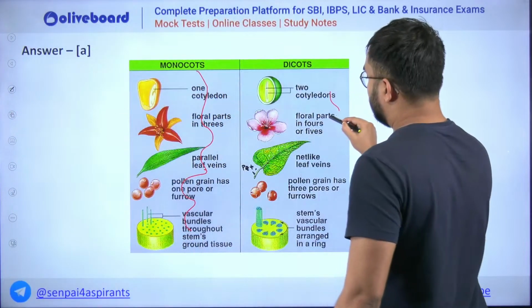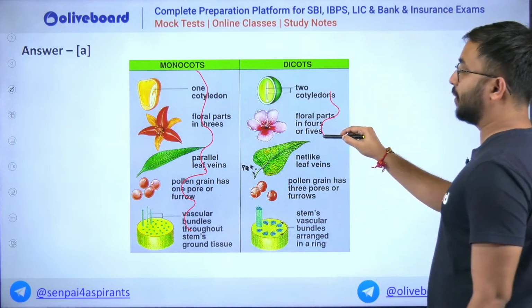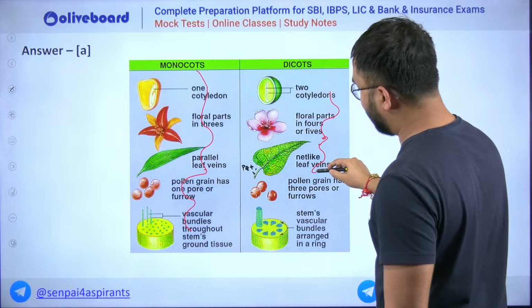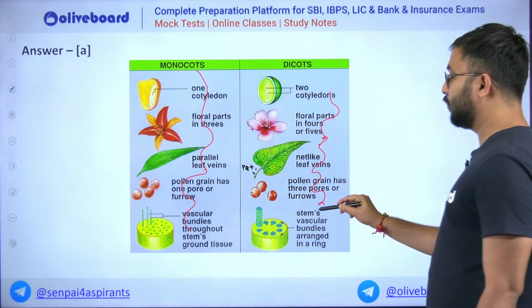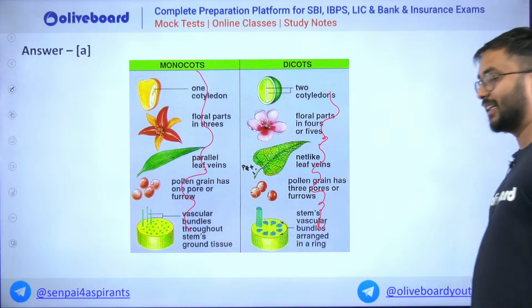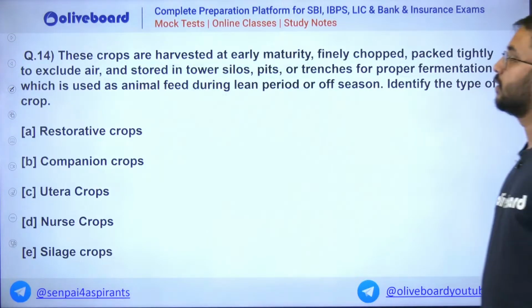Dicots have 2 cotyledons, floral parts are 4 or 5 or multiples of 4 or 5 petals, net-like veins are there, pollen grains are having 3 pores or multiple pores, and the stem's vascular bundle has a ring-like arrangement.